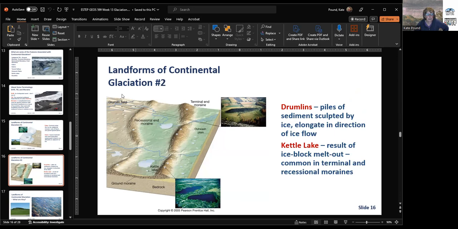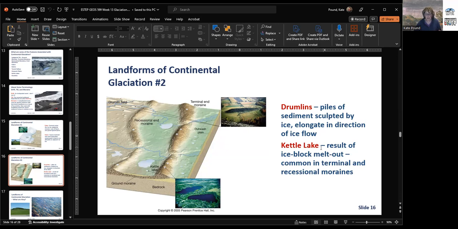And over on the very left-hand side of this diagram is a picture of a drumlin field. So drumlins are piles of sediment that were sculpted by the ice. And well, because we can't actually see under the ice as they form, our understanding of the details is kind of limited. But we know that they elongate in the direction of ice flow. So they're these kind of teardrop shaped features.